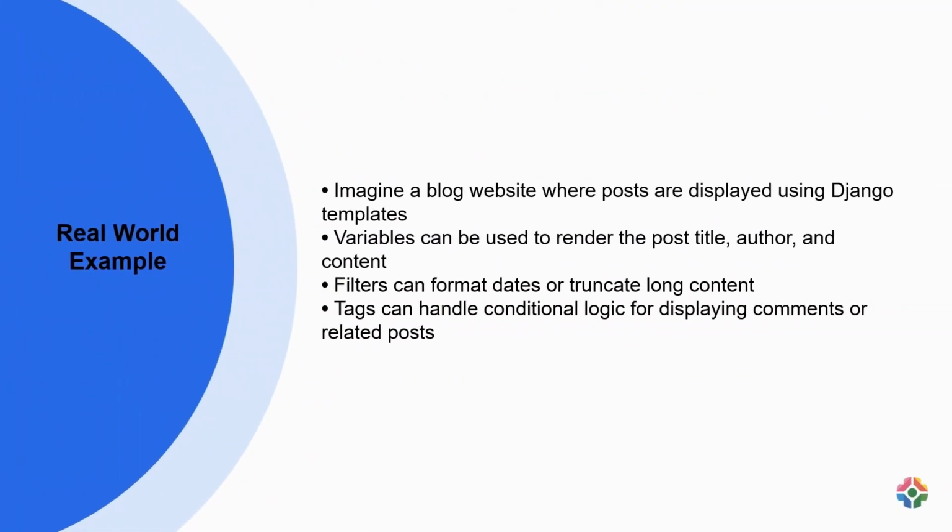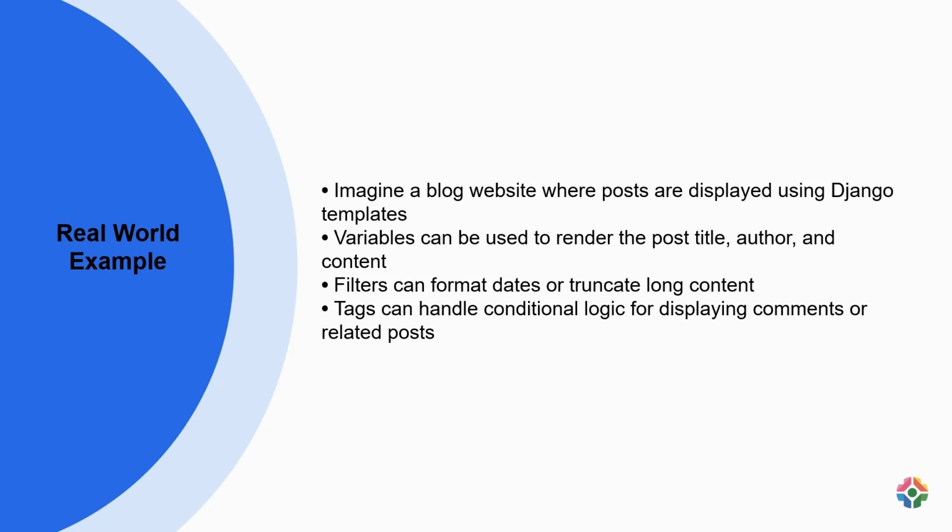In a Django blog website, Django templates are used to display posts by utilizing variables to render the post title, author, and content. Filters play a crucial role in the presentation by formatting dates or truncating lengthy content. For instance, the date filter can convert a raw date into a more readable form like January 1st, 2022.